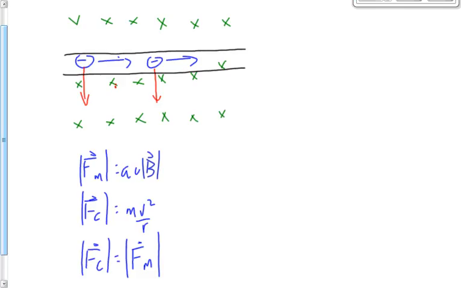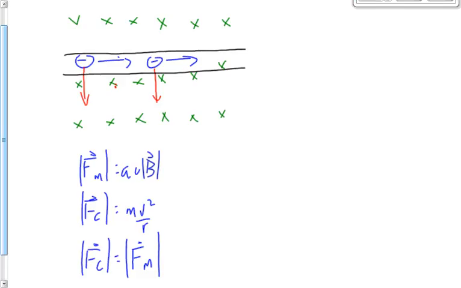Thumb, fingers, palm points downwards. For the other one, thumb, fingers, palm points downwards. The force is the same, but this time, they're not going to go in a circle like they did before. Why not? Yeah, there's a path they have to follow, and that path is the conductor. It's the wire, right? They can't go in a circle. They're kind of held in place.